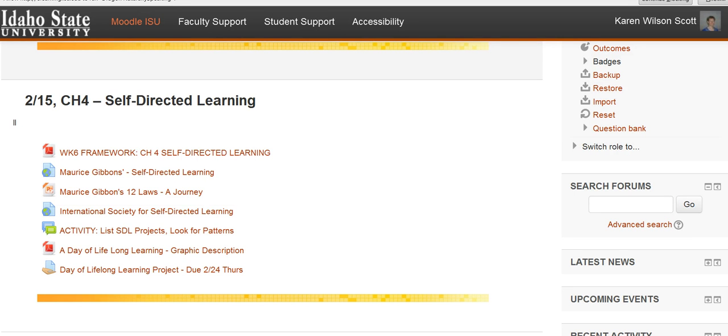And we'll take a look at self-directed learning from a number of different aspects, including going to the International Society for Self-Directed Learning. And we have a project with self-directed learning that is personal, looking for patterns that we find in our own learning projects.